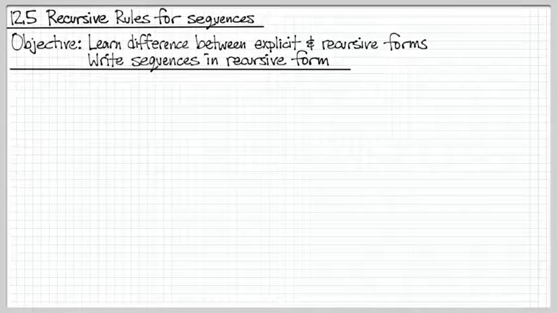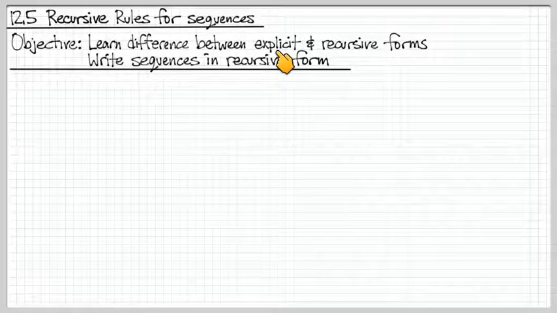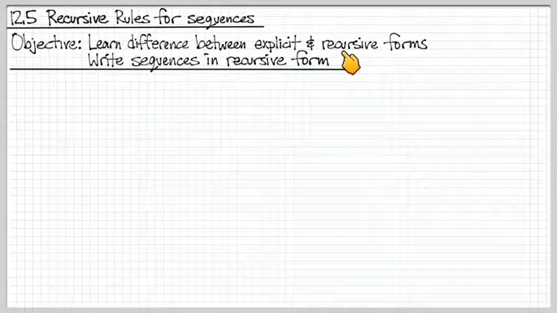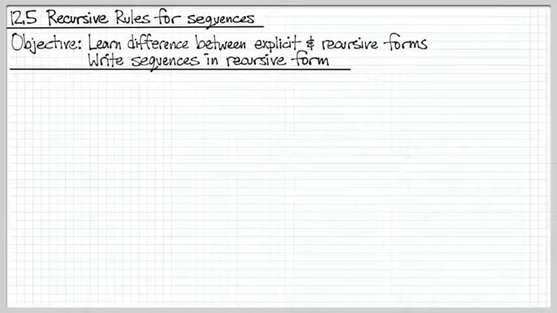Okay, in this lesson we'll be looking at what we call recursive rules. Previously, whether you know it or not, we've been using what's called explicit rules. We're going to learn recursive rules today, and we're going to be able to look at the difference between the two rules. And we're going to write sequences in this recursive form.